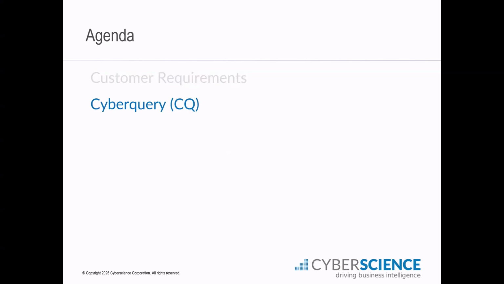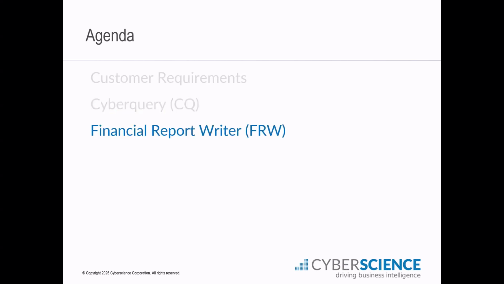We're going to talk about customer requirements. We're going to talk about Cyberquery, and we call it CQ a lot of times. You might also hear me slip up and call it ECQ or Enterprise Cyberquery. It all means the same thing. That's the general reporting tool. You'll also hear me talk about Financial Report Writer, or FRW. That's the module we're specifically going to be talking about, used to make it very easy for the accounting people to build financial statements with drill down, without drill down, actual versus budget, whatever they might need.